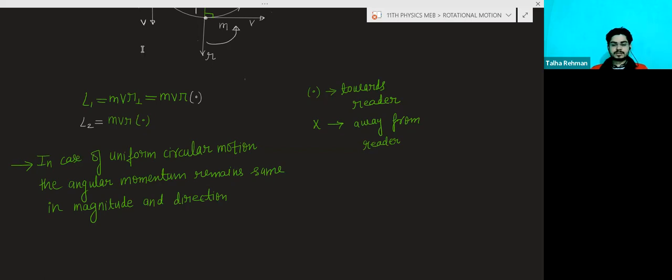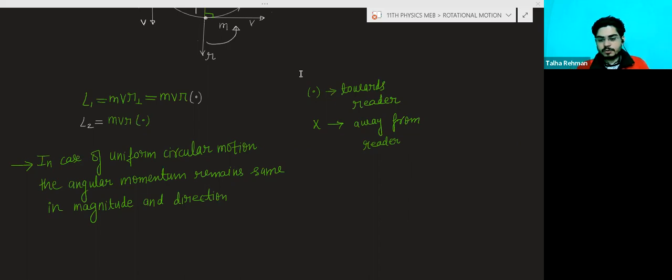Okay, now we will discuss the angular momentum of the rigid body. Earlier, we discussed the angular momentum of a discrete mass. There was only a point mass, that point mass was moving, and we were calculating the angular momentum. Now we will calculate the angular momentum of the rigid body.